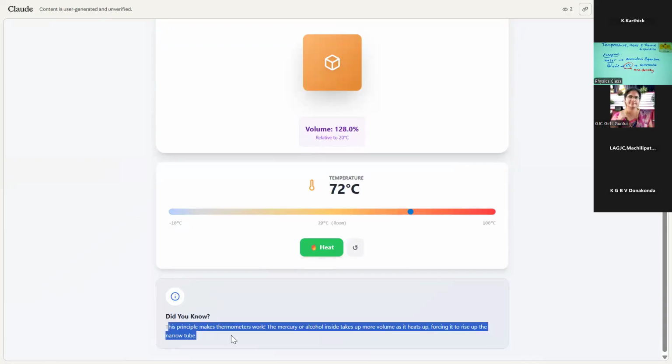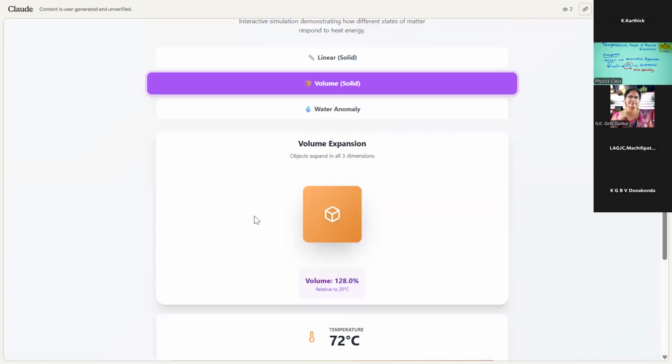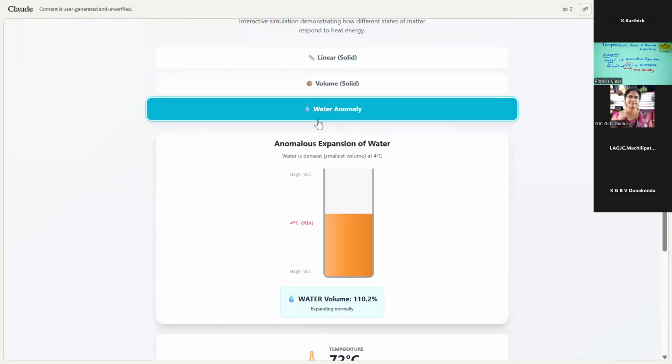This principle makes thermometers work. The mercury or alcohol inside takes up more volume as it heats up, forcing it to rise up the narrow tube. So this principle explains how a traditional thermometer works. As the liquid inside the thermometer heats up, its volume expands, and it has no choice but to rise up the narrow tube, showing us the temperature. Clear?